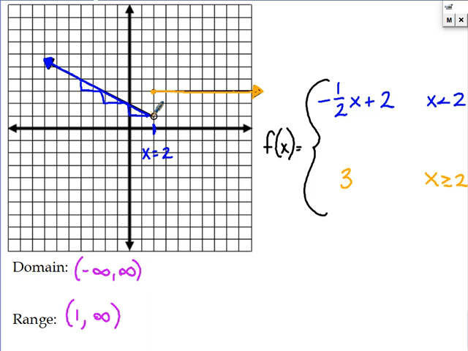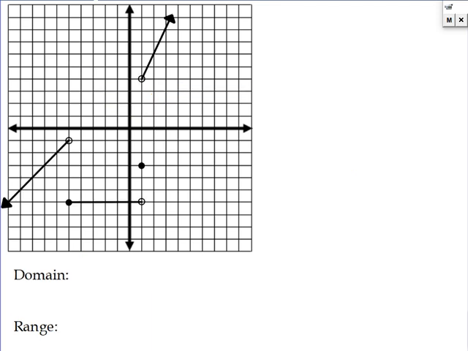Now our next one has many more pieces. 4 pieces, actually. So again, I'm going to color code them. Here's my green piece. And this will make red. And then this little one here will make purple. And finally, we'll make this one blue.